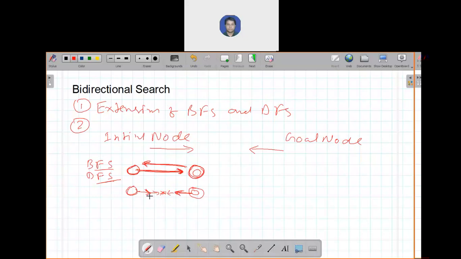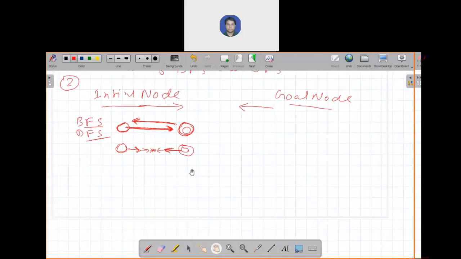Okay, but the condition is that in bidirectional search we must know what our goal node is and what our initial node is. We always have to know both nodes. Then we can start. If we don't know where our goal is, how can we start from there? So this is the second key point, or the basic definition, of bidirectional search: we start from both ends.